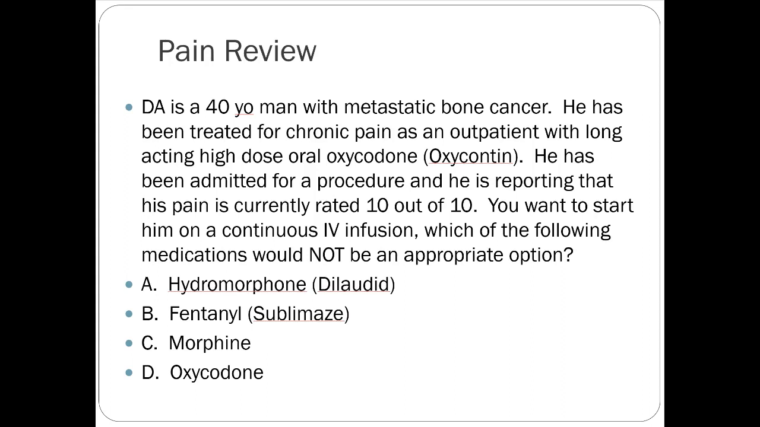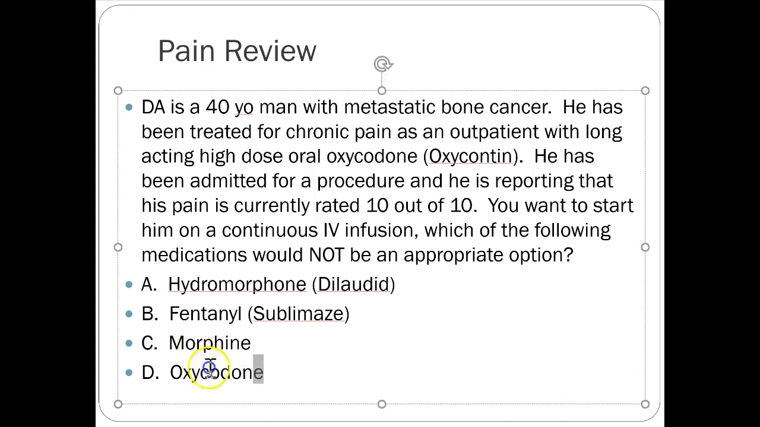Okay, for a continuous IV infusion, is there any of these drugs that isn't available IV? So I'll give you a second to think about that. And that would be oxycodone. So a pretty straightforward question. This is really important, I think, to understand. When you're prescribing medications, you really do need to know what they come in.